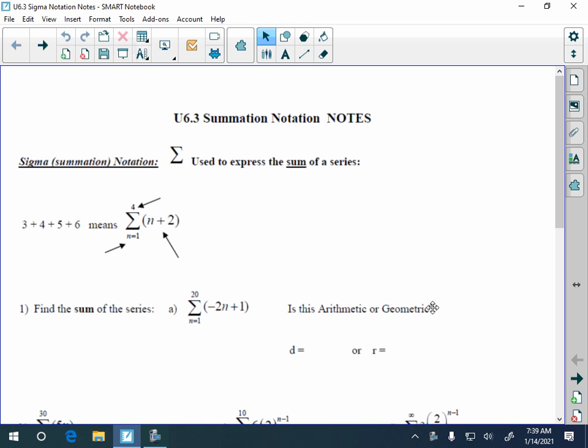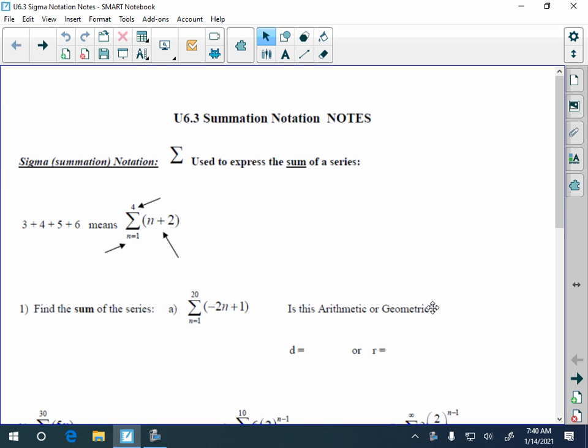All right, Algebra 2. So we're going to finish up Unit 6. This is on summation notation. So we have this new symbol that we're going to be looking at. And so this symbol comes in when we want to find the sum of a series, right? And so it looks kind of like an E. It's a Greek letter, sigma.